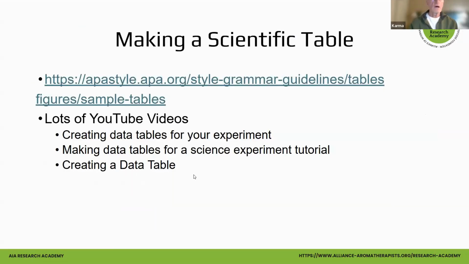Okay, now you can find our journal, Aromatics in Action, uses APA 7 style. And this is a place that you can click and find out information about APA 7. There's also lots of YouTube videos. I just put 3 titles here. If you copy these and go into YouTube, you can watch the videos: creating tables for your experiment, making data tables for a science experiment tutorial, and creating a data table.